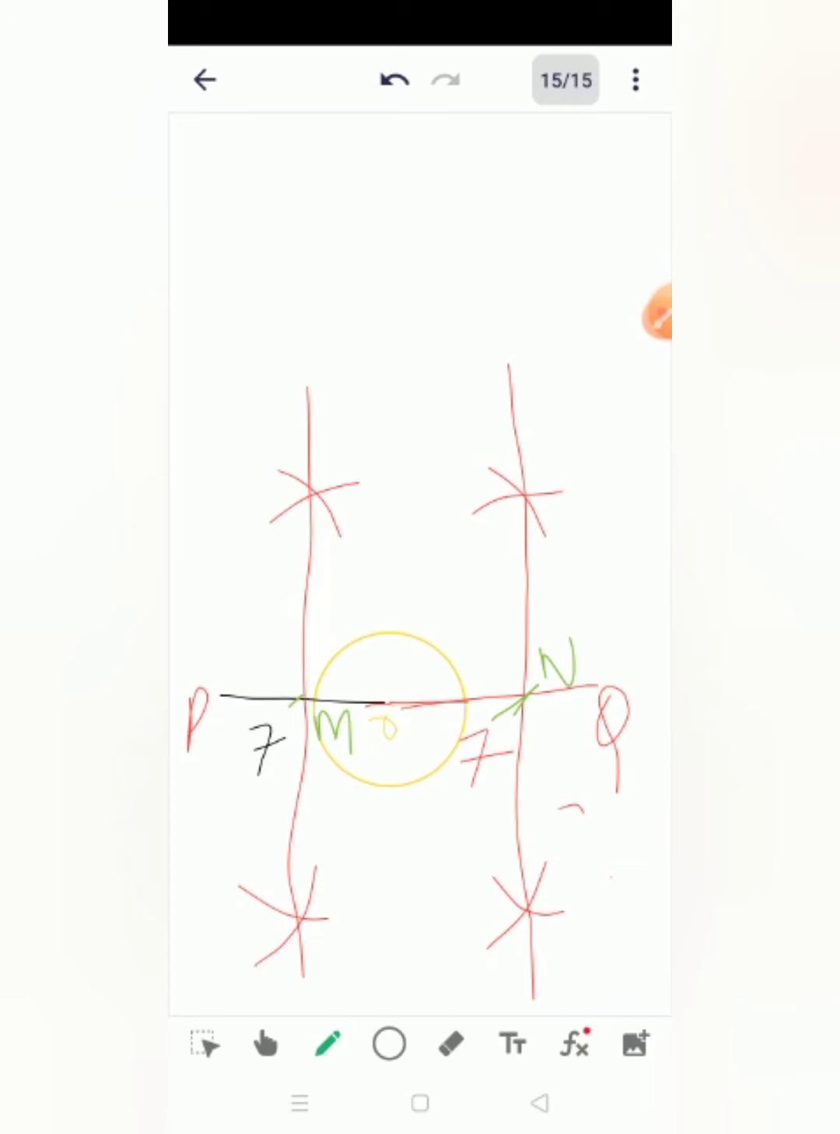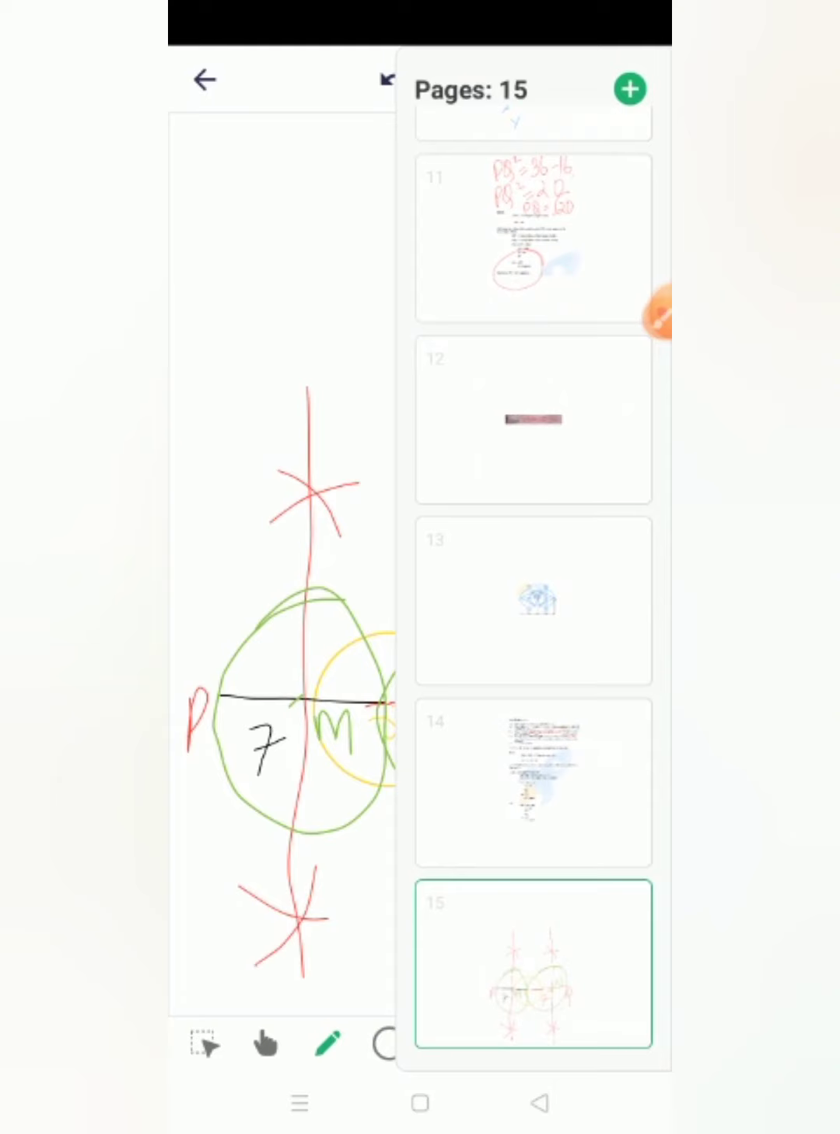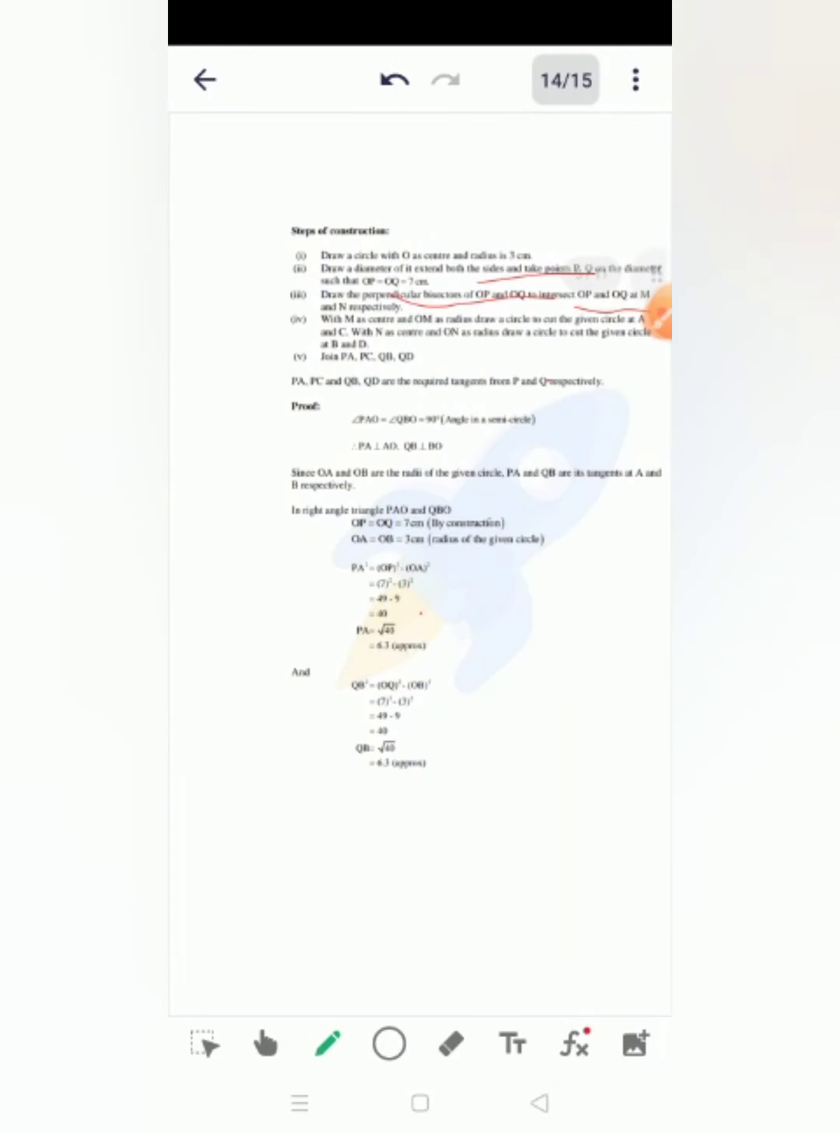After that, you take M as center and OM as radius, and draw a circle. It's not a perfect circle here, but it should be a circle. You need to draw it with your compass. And then again, taking N as center and NQ as radius, draw a circle like this. Draw it with your instruments, not by hand. I'm doing it by hand.